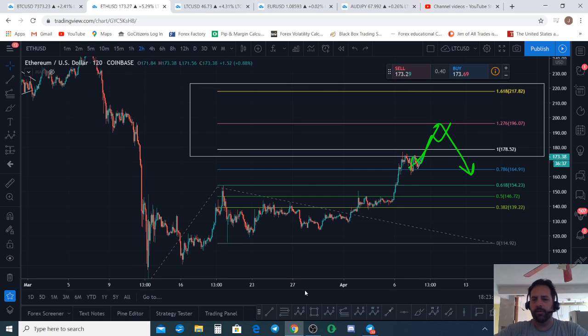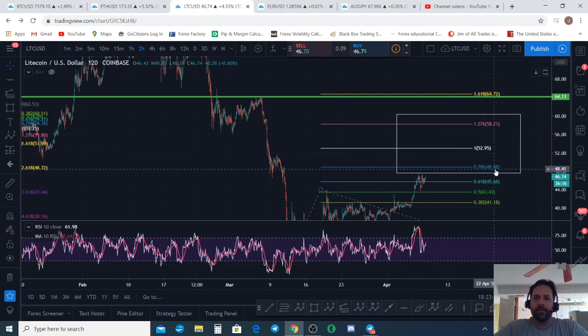Ethereum is looking much more WXY-ish rather than leading diagonal-ish. Still looking for a 5-wave move to the upside, as this is what I drew in the last video. Still looking for that move to the upside. My targets are 195, 196. I do have a target up here about 215 as well. That seems a little high to me, but Ethereum kind of pumps, so we'll have to wait and see.